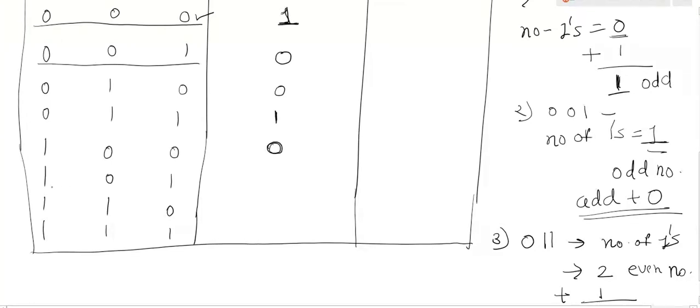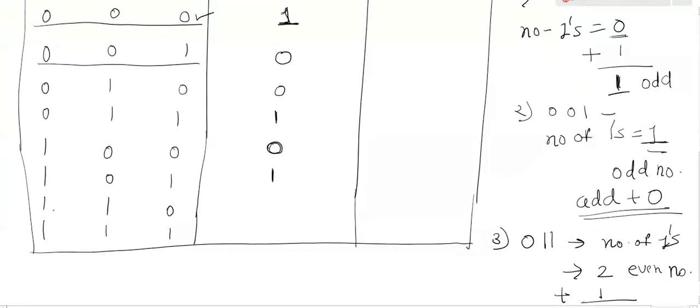Now the next message, 1, 0, 1, has 2 ones. 2 is an even number. To make the number of ones in the message odd, I need to add one more extra bit as 1. So 1, 1 and one more extra bit as 1 will make it 3, and 3 is an odd number. So the odd parity bit will be 1.